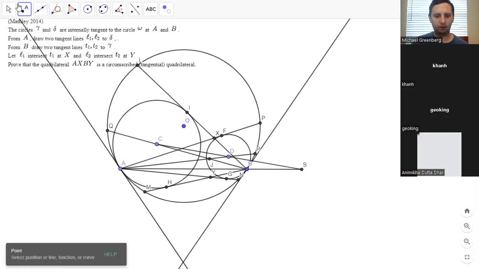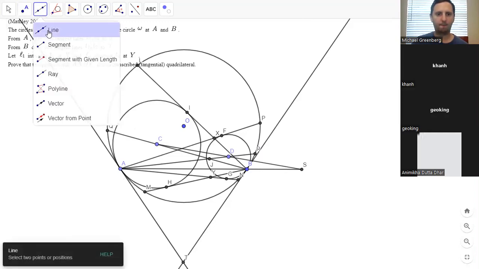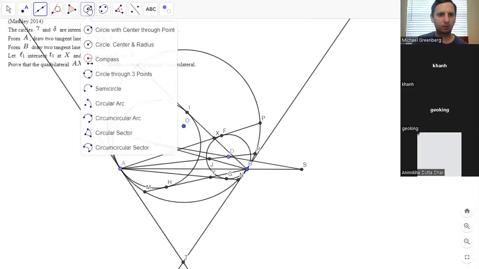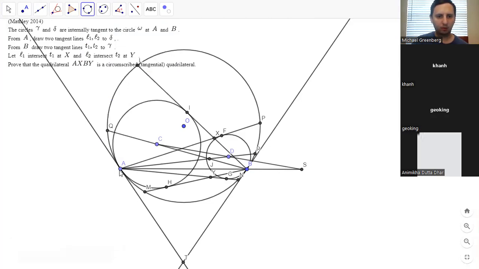Let me try. Let's draw this point, see if there's anything interesting. So it looks like, oh, but yeah. Is AGHB cyclic? No. It's almost, but not quite.